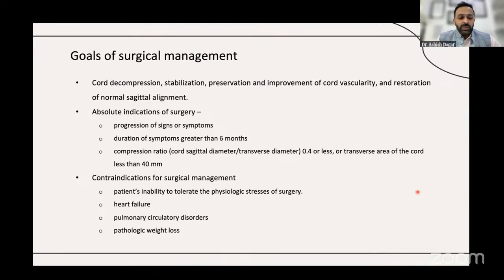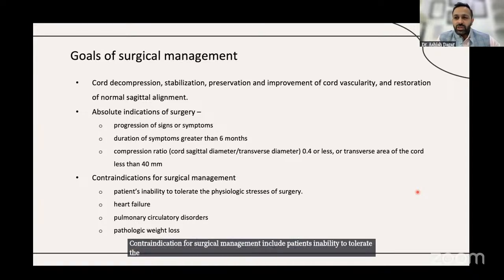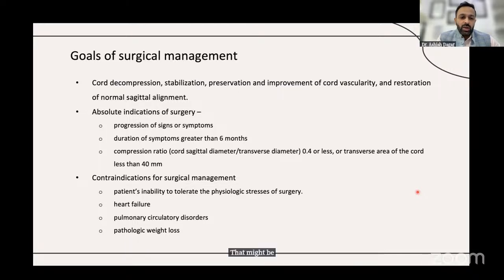Contraindications for surgical management include the patient's inability to tolerate the physical stress of surgery, if the patient is not physically fit to undergo surgery. That might be because of heart or pulmonary issues, or any pathological issue which causes weakness, and the patient is not able to tolerate surgery.